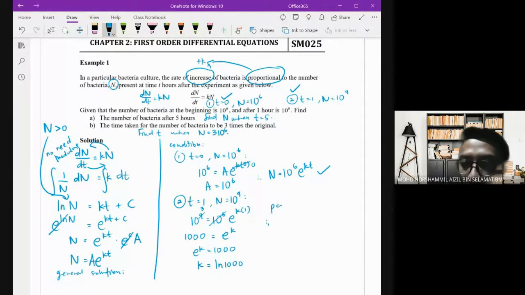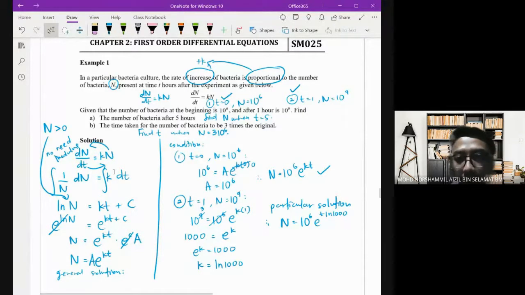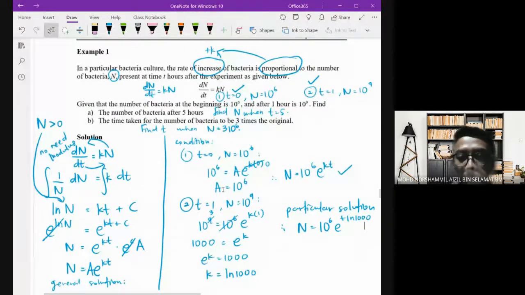So now it becomes a particular solution already, because all constants are already found. And we are left with the variables only, which are n and t. All other constants are found, so we call this a particular solution. So 10 power 6 exponential kt, where k is ln 1000. So this is your equation to solve part A and part B.